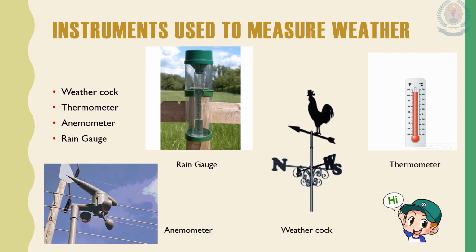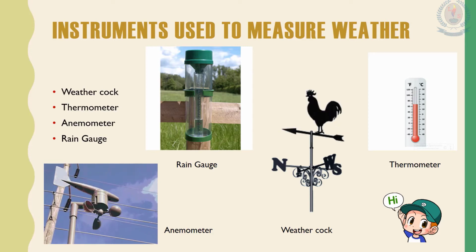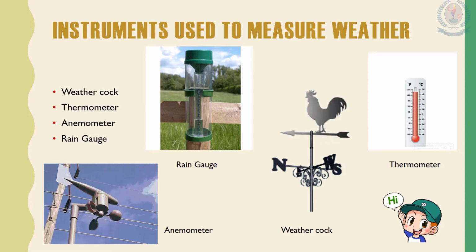Rain gauge. A rain gauge measures the amount of rainfall over a certain period of time. A rain gauge is made simple, which collects the falling rainwater. The volume of the rainwater collected is measured with a ruler. Rain gauges are placed in open areas.